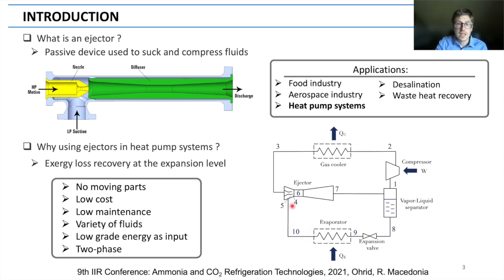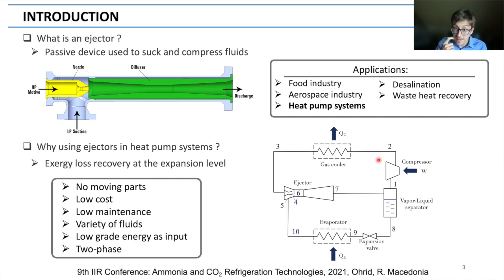And so we have an intermediate pressure at the inlet of the compressor, which means that to produce the same heating or cooling power, we will require a smaller compressor. So in other words, the coefficient of performance of the cycle will be higher.